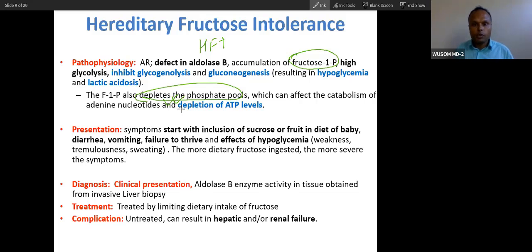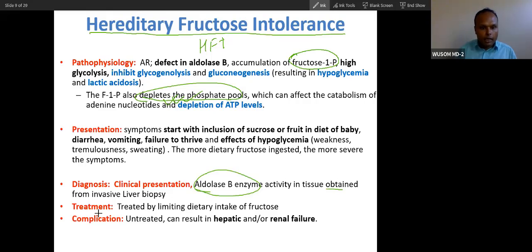So if a question comes, what is the cause of the presentation that we see in hereditary fructose intolerance? The underlying pathogenesis is depletion of the phosphate pool. Now you can see the diagnosis is made by enzyme activity, and biopsy, and then treated by restricting the diet. If you don't give fructose to the baby, it is very easy to treat. Fructose is also not a necessary nutrient, so you can avoid and restrict it, and the patient will live a very good life. There will not be any problem throughout his life.